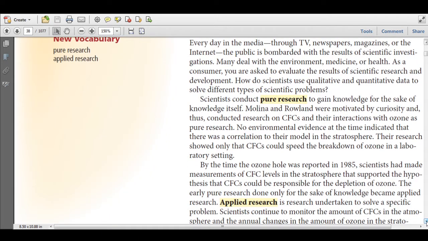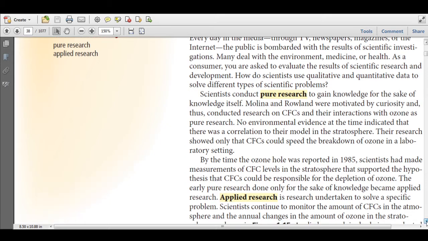Scientists conduct pure research to gain knowledge for the sake of knowledge itself. Such as in the case of Molina and Rowland, they were motivated by curiosity and thus conducted research on CFCs, chlorofluorocarbons, and their interactions with ozone as pure research. No experimental evidence at the time indicated that there was a correlation to their model in the stratosphere. Their research showed only that chlorofluorocarbons could speed the breakdown of ozone in the laboratory setting.